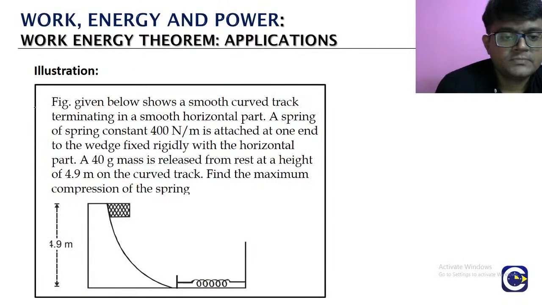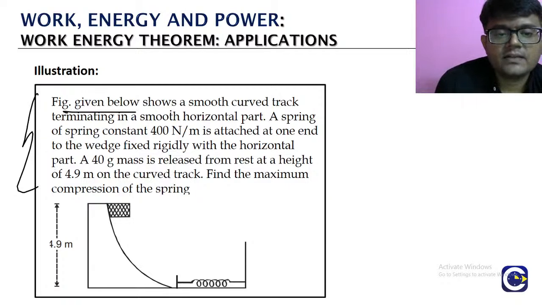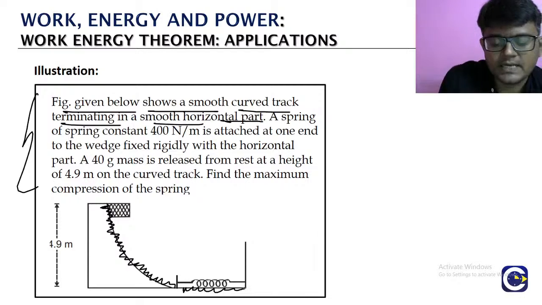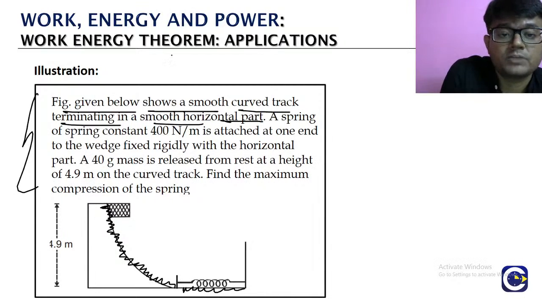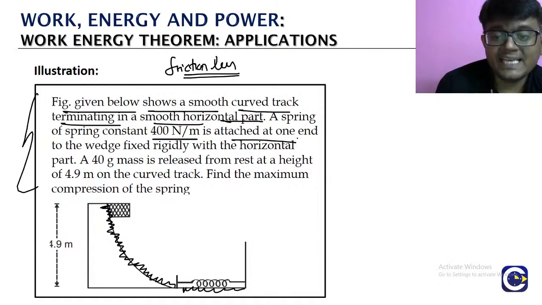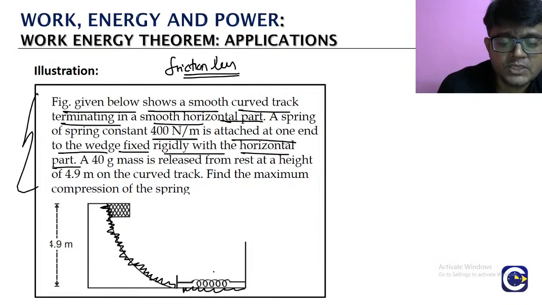Look at this. This is another interesting one. The figure given below shows a smooth curved track which is terminating in a smooth horizontal part. So this is the curved part, fully curved. It is coming like this, and then this is the horizontal part. Everything is smooth, means frictionless. A spring of spring constant 400 is attached at one end to the wedge, fixed rigidly with the horizontal part. So this is the spring they are talking about.